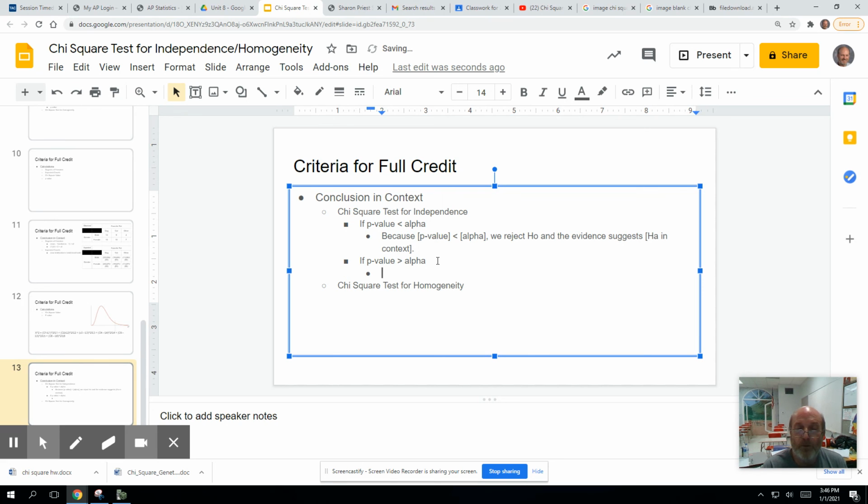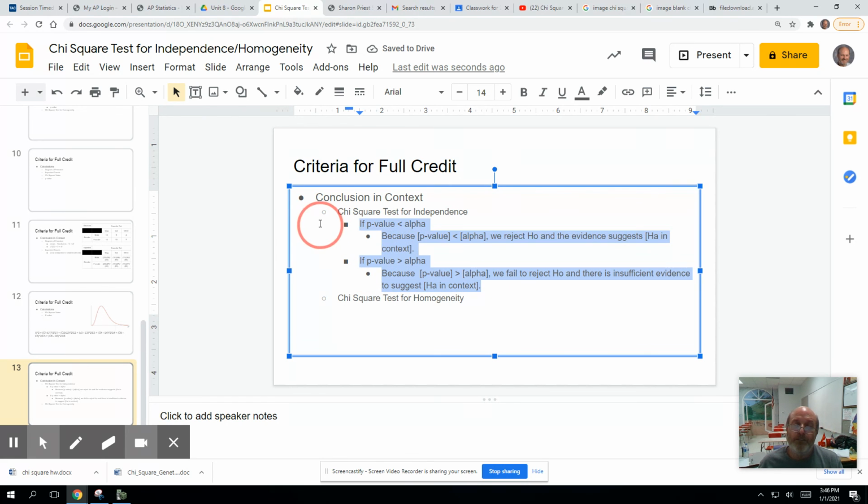If your p-value is greater than alpha, we're going to say because the p-value is greater than alpha, we fail to reject H naught, and there is insufficient evidence to suggest your alternate hypothesis in context. I have to write the alternate in context in these conclusions.